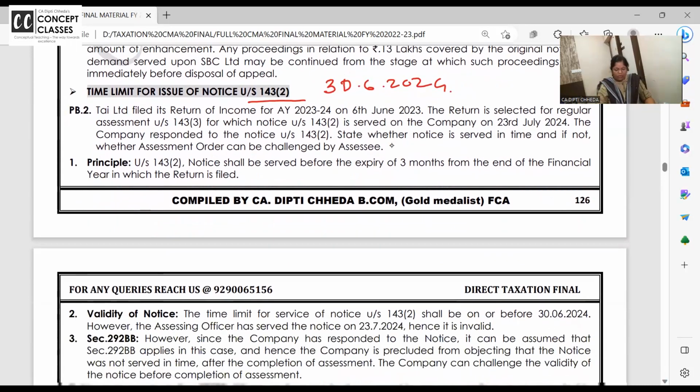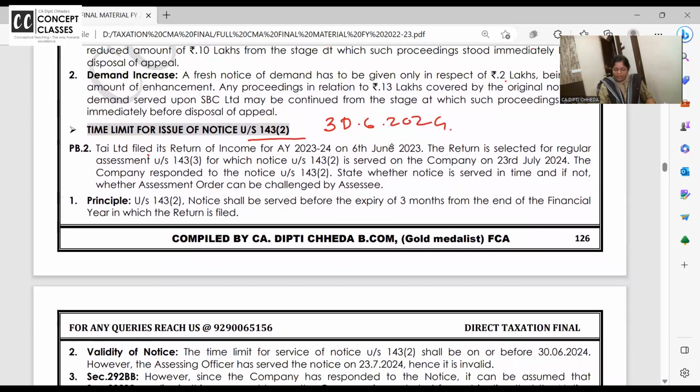Just now I revised for all of you. SBC Limited filed return of income on 6 June 23. The return is selected for regular assessment. Okay, and yeah, the company responded to the notice, and notice should be given by 30 June 24. यहाँ पे लिखो ना please. Last date for notice is 3 months from the end of the assessment year, so 30 June 24, but they gave the notice on 23rd July.